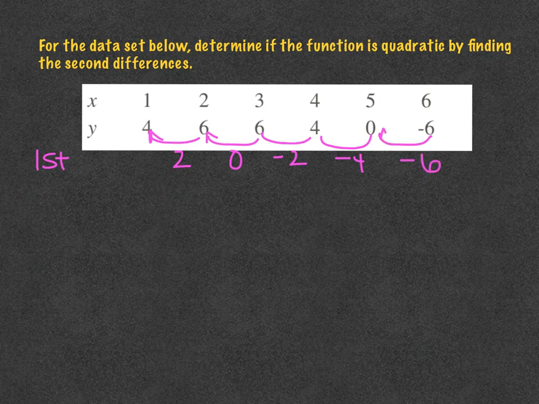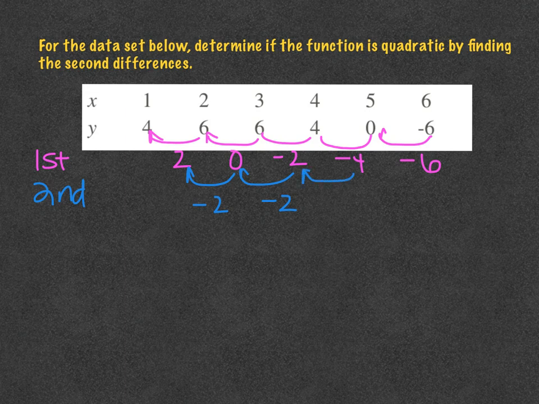So we can already establish that these are not constant, therefore this is not linear and could potentially be quadratic. But again, we don't know till we find those second differences. So now let's do that. 0 minus 2 is negative 2. Negative 2 minus 0 is negative 2.